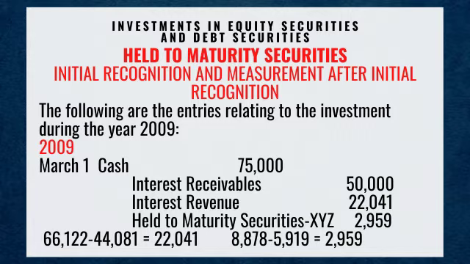2009 March 1st, debit cash for 75,000 pesos, credit interest receivable 50,000 pesos, credit interest revenue 22,041 pesos, credit held to maturity securities XYZ for 2,959 pesos. 66,122 less 44,081 is equal to 22,041 pesos. 8,878 less 5,919 is equal to 2,959.